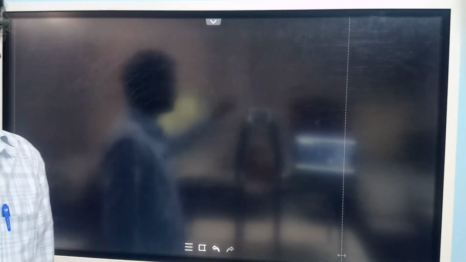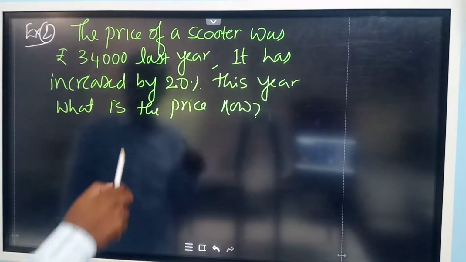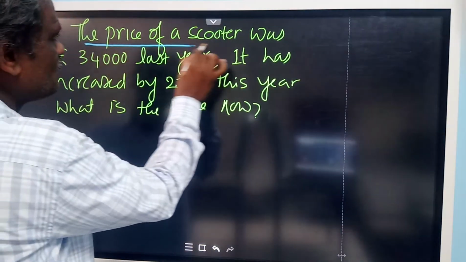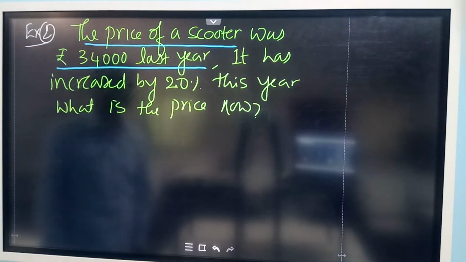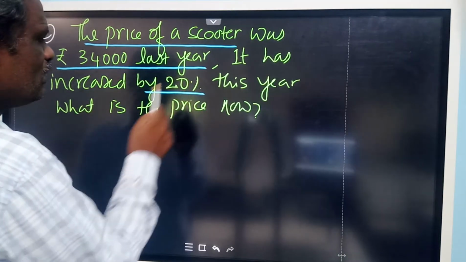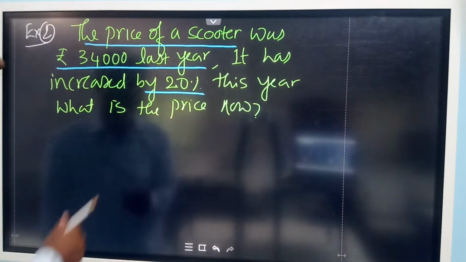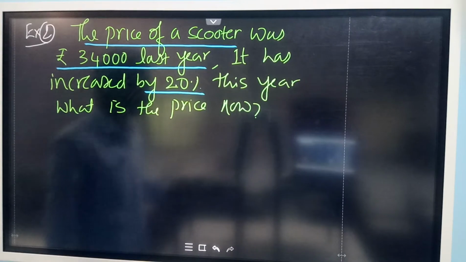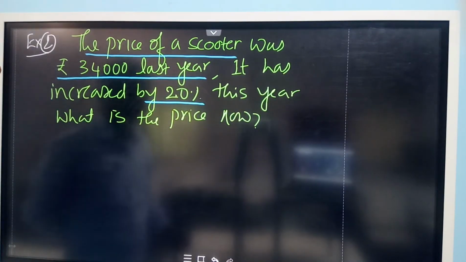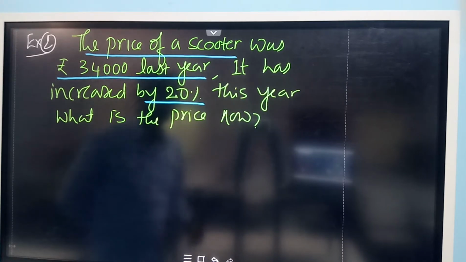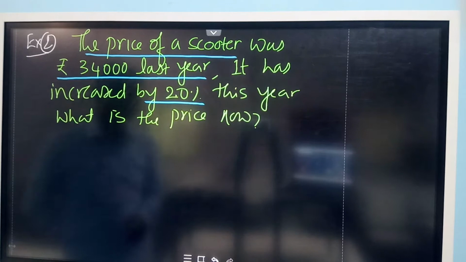The question, once again you read this question now. The price of a scooter was 34,000 last year. This was the price of the scooter last year. And it was increased by 20% this year. What is the new price? What is the price now? The present price now.